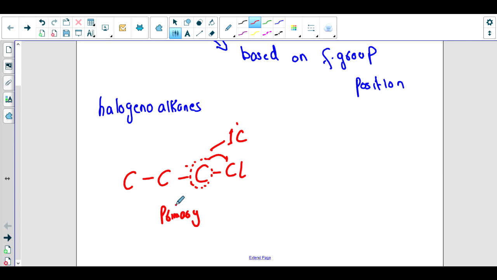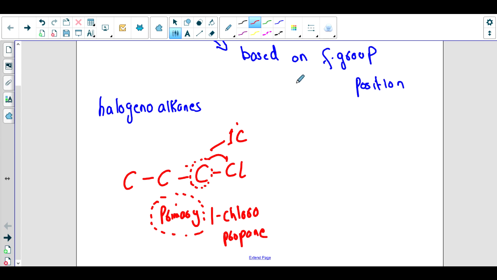We call this a primary halogenalkane, and we can name it 1-chloropropane, because chlorine is connected to the first carbon. Okay, this is primary. The main classification is that this is a primary compound.